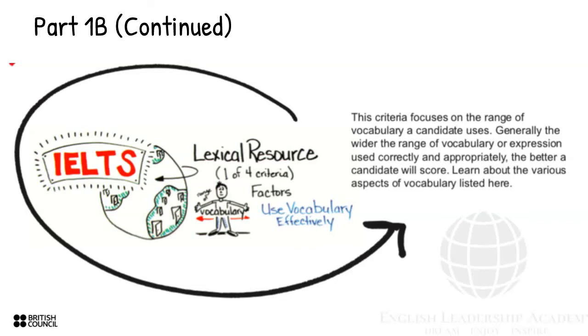And 25% of your score is based on what IELTS calls Lexical Resource. And Lexical Resource is really a fancy term for range of vocabulary. The British Council, which is just an excellent source of material, discusses it this way. This criteria focuses on the range of vocabulary a candidate uses. Generally, the wider the range of vocabulary or expression used correctly and appropriately, the better a candidate will score.